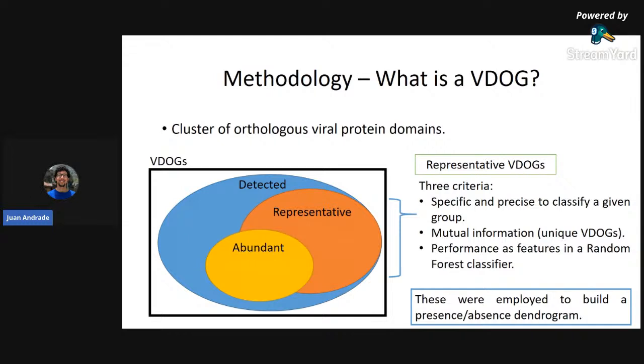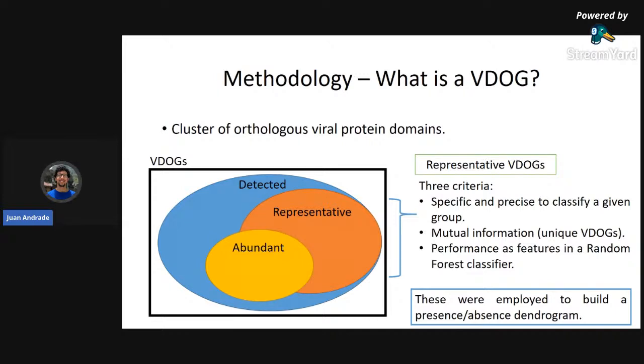That is, those are the protein domains that are unique and specific for that given viral clade as opposed to other viral clades. So how do we determine those representative VDOGs? There are 3 criteria based on what I just mentioned. First, they should be specific and precise to classify a given group. They should be unique for that given group, which is something that you can derive from mutual information.